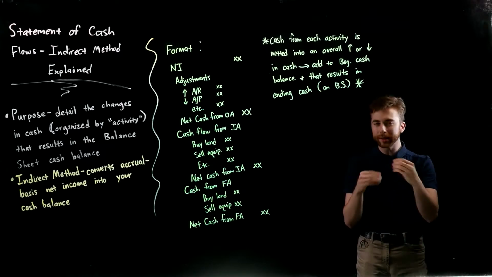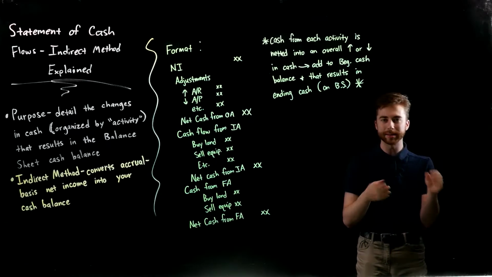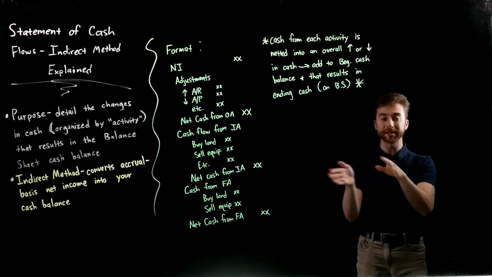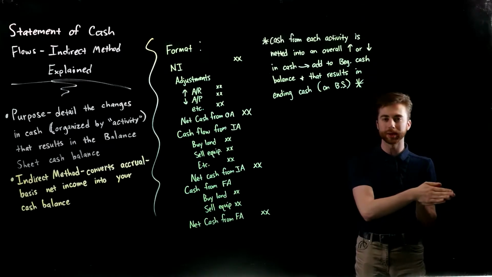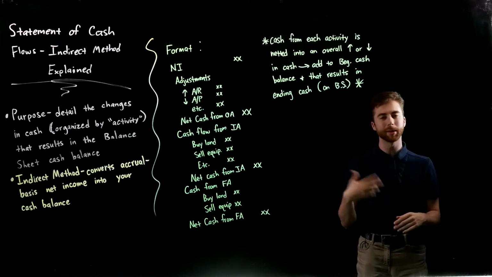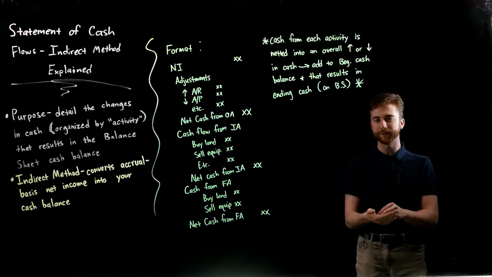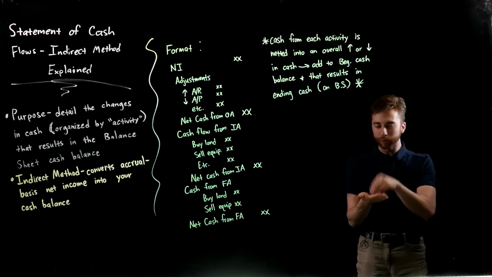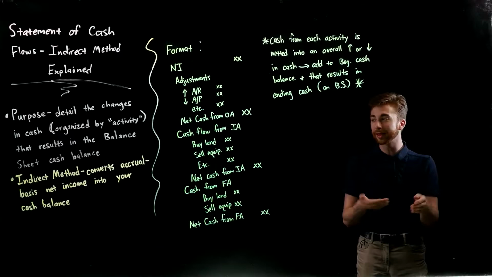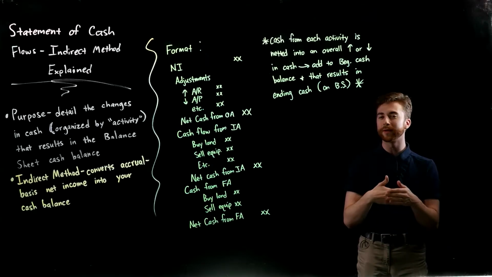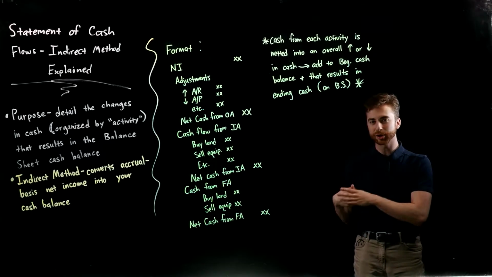What makes the indirect method fairly unique is that instead of us, as a large company, taking account of every little transaction as it happens and working out exactly how it's going to impact the statement of cash flows at a later point in time, which costs a lot of time, a lot of money, and a lot of resources to do the direct method, the indirect method is a way of backing into our cash number.